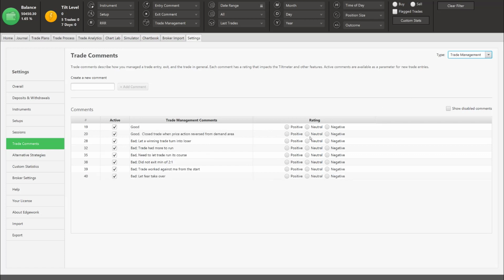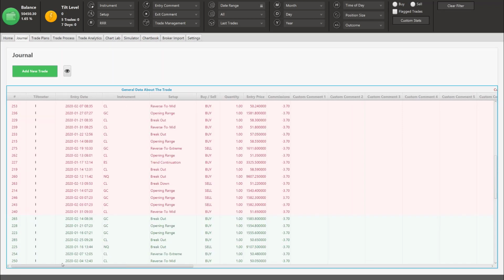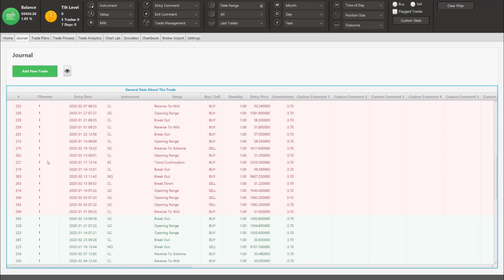And here also for the trade management that described how well you manage your trades and also just provide specific concepts on trade management. So make sure to rate them positive or negative, and this will then correct your tilt meter, and this will make your tilt meter active in the first place. And then you'll be able to use the various features across Edgewonk.